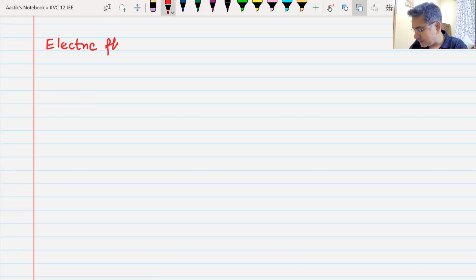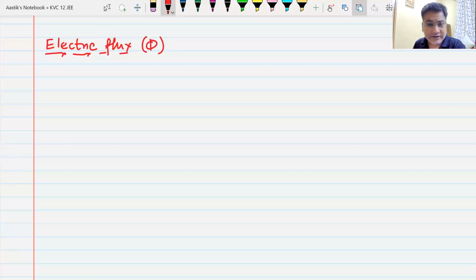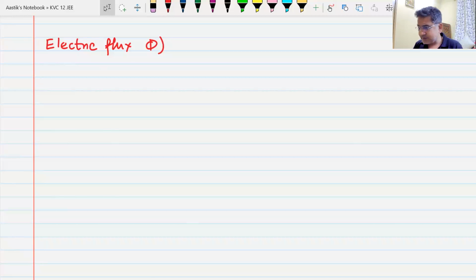It's defined by the letter phi, electric flux phi. What do you understand by the word electric flux? Anyone? Any idea? Number of electric lines of force crossing the area perpendicular. Correct. What you are saying is correct.